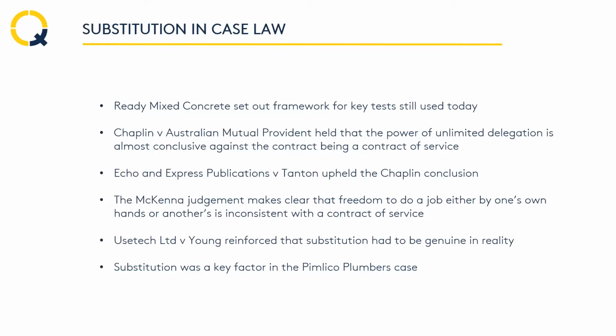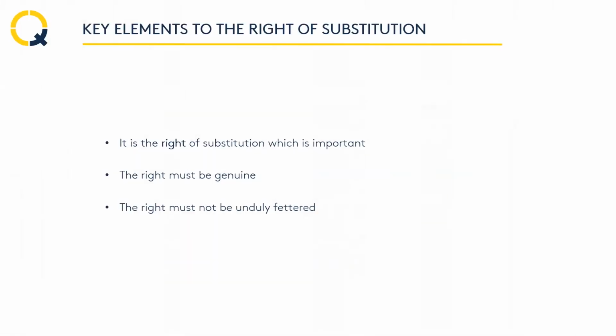There are other cases that support the fact that substitution is one of the key status tests, and one of those is Useful Ltd versus Young, which reinforced that substitution had to be genuine in reality, and substitution was a key factor in the Pimlico Plumbers case as well. So, case law has made clear that it is the right to provide a substitute which is important, not the logistical ability of the contractor, i.e. whether they have someone waiting in the wings or not.